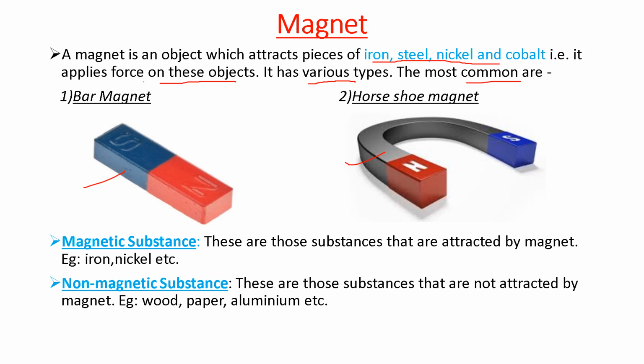Now, on the basis of the objects being attracted or not attracted by magnets, substances can be classified as magnetic substances and non-magnetic substances. What are magnetic substances? These are those substances that are attracted by a magnet, for example, iron, nickel, cobalt and their alloys. Whereas non-magnetic substances are those substances that are not attracted by the magnet, for example, wood, paper, aluminium, and there are a lot of materials. So this was the classification on the basis of the attraction done by a magnet.